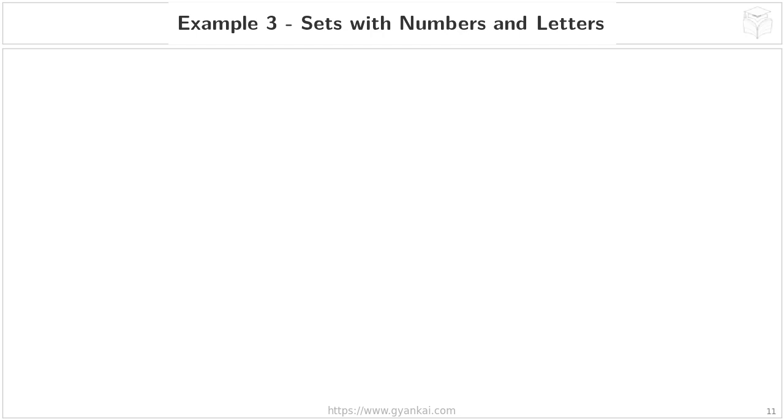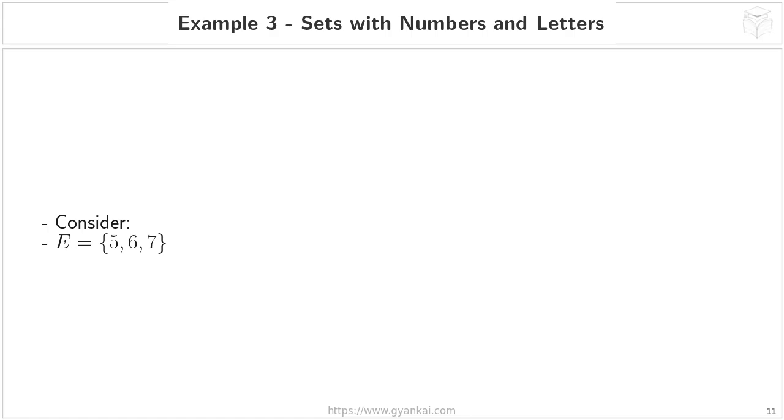Example 3, sets with numbers and letters. So let's move on to our third example. As we've been doing, we're going to find the Cartesian product of two sets. This time, we'll be working with sets E and F. Now let's define these sets.